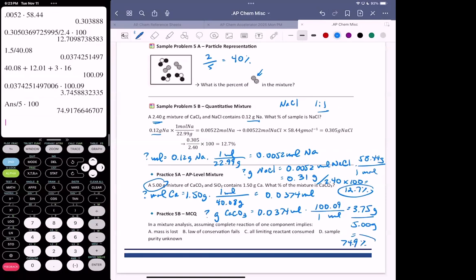Practice 5B, multiple choice. In a mixture analysis, assuming complete reaction of one component implies complete reaction means that all of the limiting reactant is consumed.